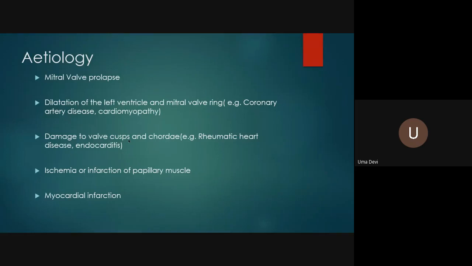Or it can be due to damage to the valve cusps or chordae, that is rheumatic heart disease and infective endocarditis. Ischemia or infarction, that is ischemic heart disease of the papillary muscle, and it can also be due to coronary artery disease, that is myocardial infarction. So these basically form all the causes of your mitral regurgitation.